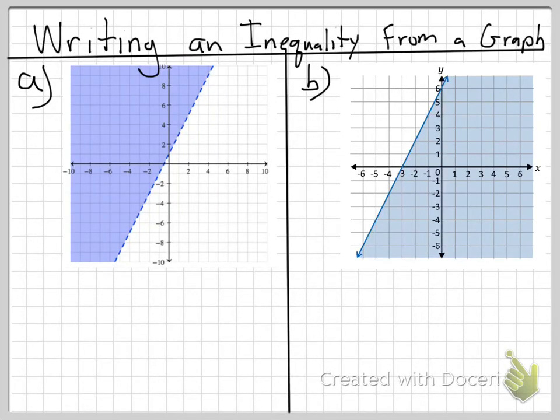This is writing an inequality from a graph. So we're given the graph here, based on this line here, and we have to figure out what our inequality is that's based off of that. So the first thing I'm going to do is make it seem like a line, which is y is equal to mx plus b, and then I'm going to apply the inequality and the thing that's going in our shaded area there.